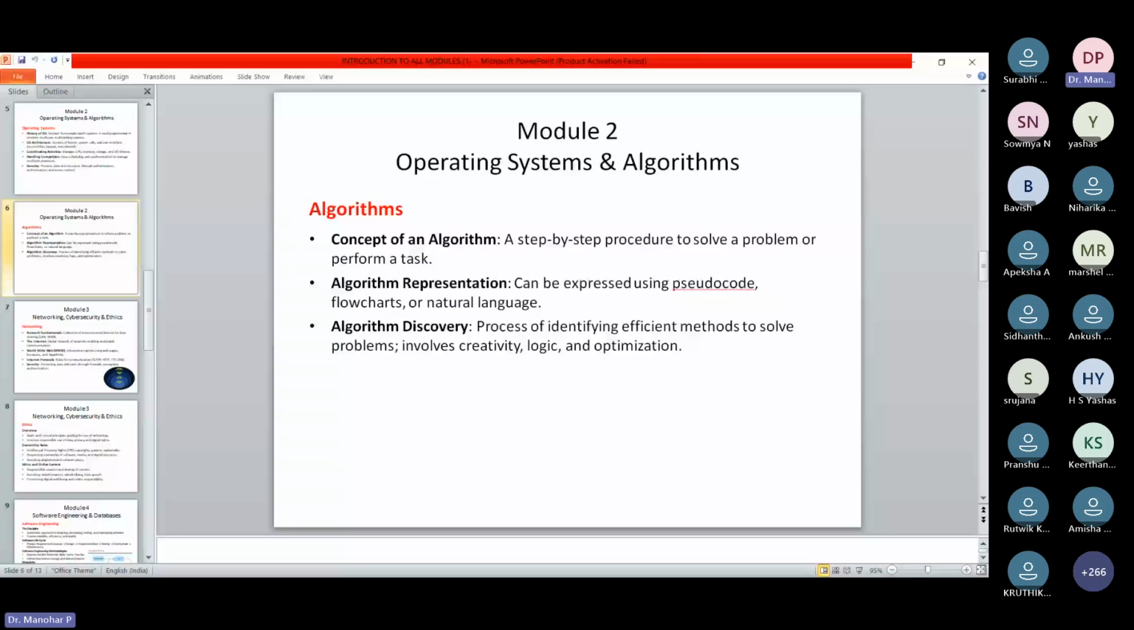It needs creativity, it needs logic, and also after designing an algorithm, how you can optimize it in terms of time and space. That also we'll learn.